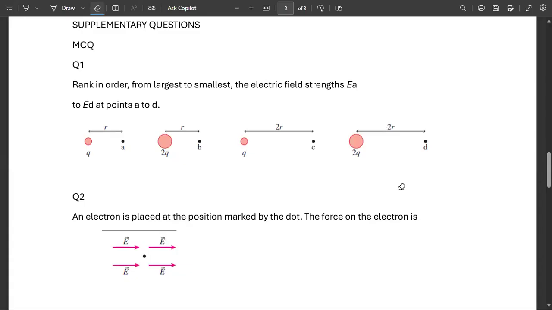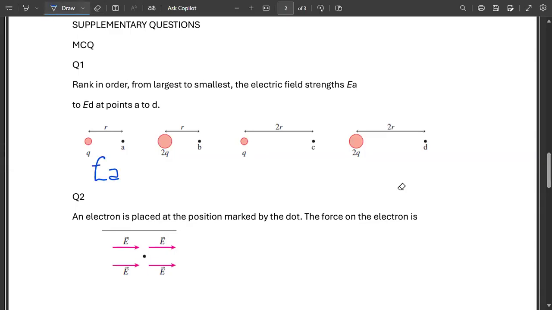Okay, so for question one, we have a question which is saying rank in order from largest to smallest the electric field strengths EA to ED at points A to D. So I'm going to call these EA, EB, EC, and ED like that.